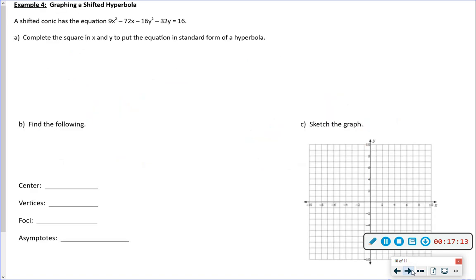So here we go. A shifted conic has that equation. Well, that's pretty nice. Complete the square in x and y. Super, super fun, to put the equation in standard form. Okay, well, let's do it. We have to complete the square twice, once on x, once on y. So first thing I'm going to do, it's in a good order. I like that these x squareds are together in the front. If that 72x wasn't next to it, I would make it be next to it. I'm going to leave some room to complete my square on that, and on my minus 16y squared.